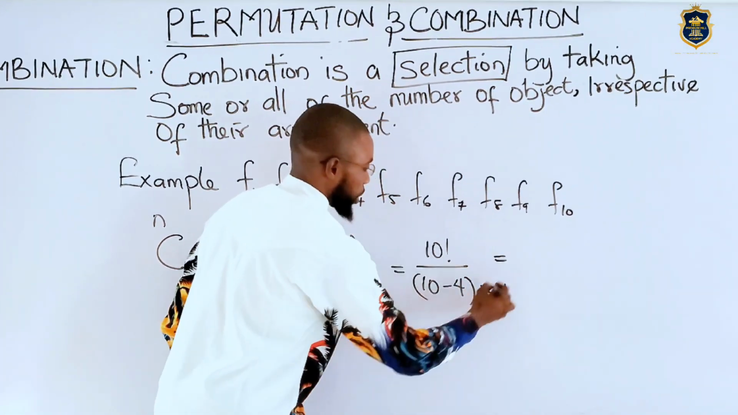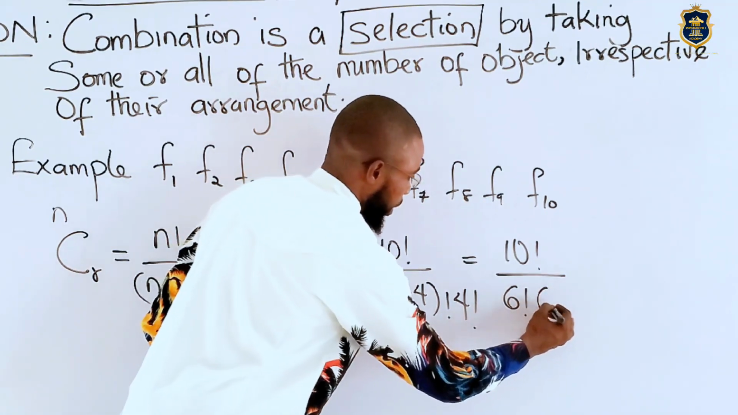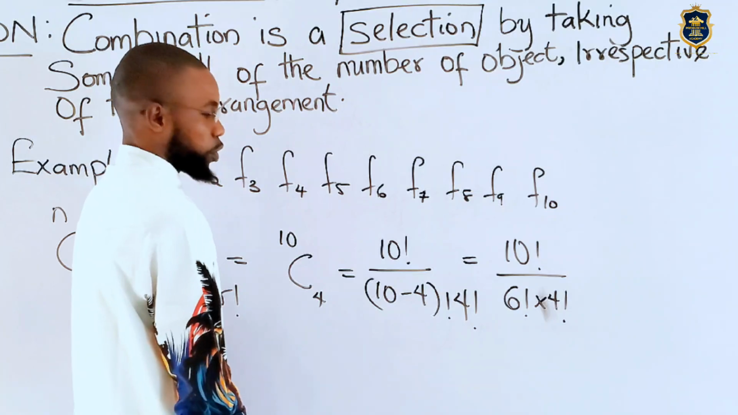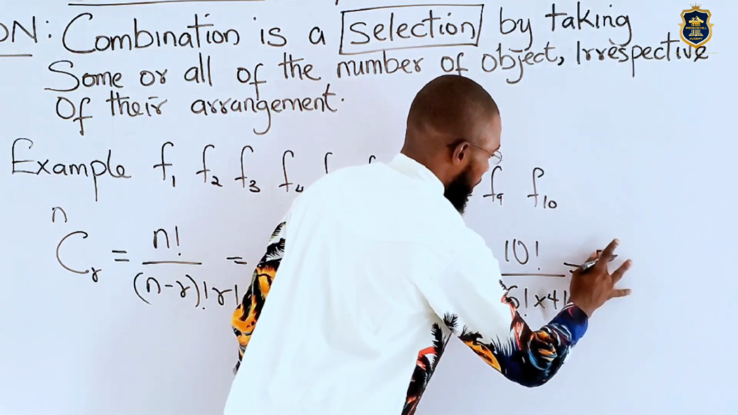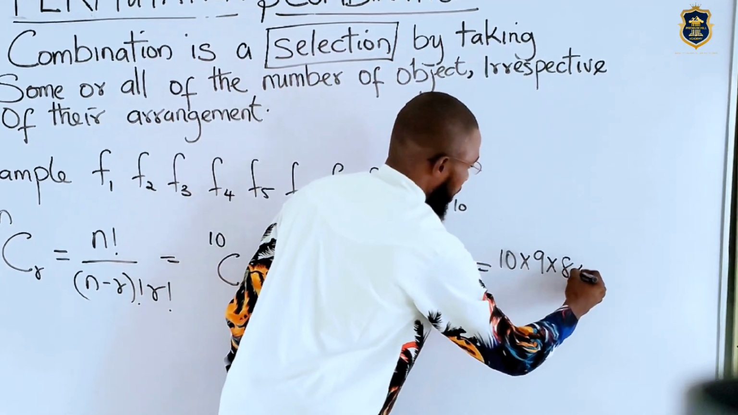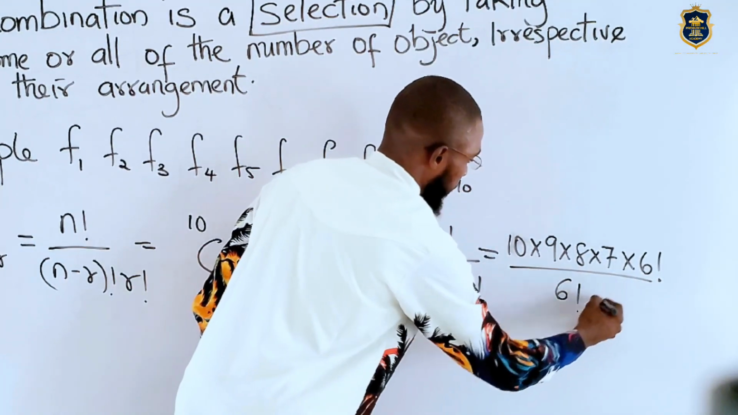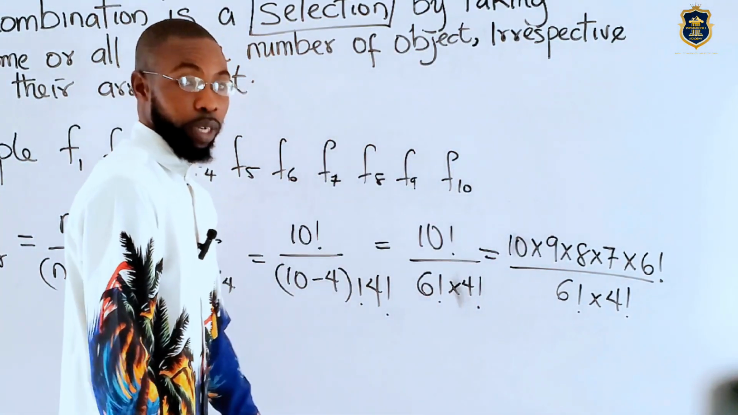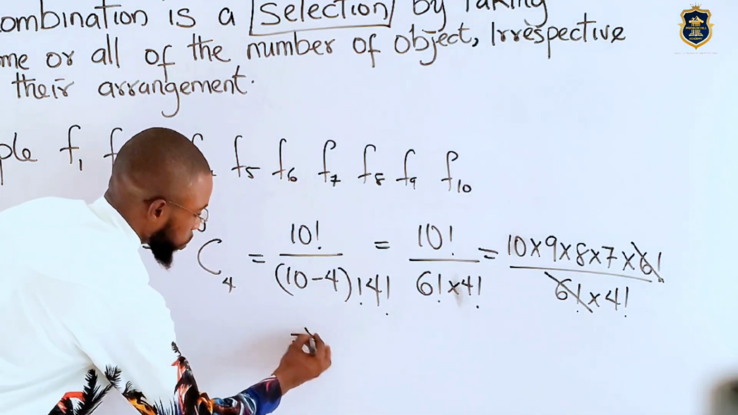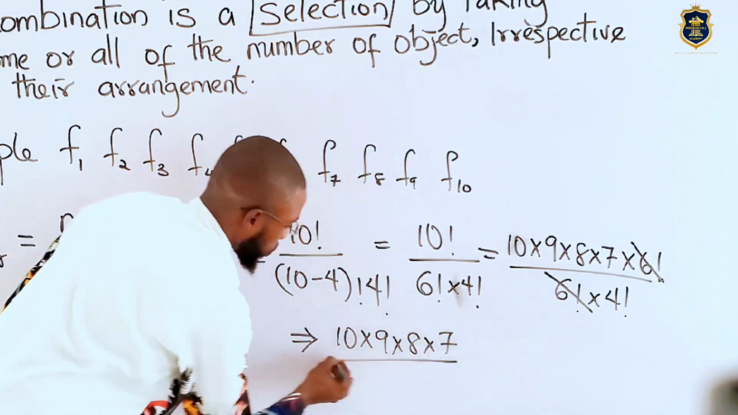That means we are doing 10 factorial over 10 minus 4, that's 6 factorial, and then 6 factorial times 4 factorial. If we expand that, we're going to have 10 times 9 times 8 times 7 times 6 factorial over 6 factorial times 4 factorial. You know why I did that, right? So that 6 factorial can cancel the other 6 factorial. And with that, we're left with 10 times 9 times 8 times 7 over 4 factorial.